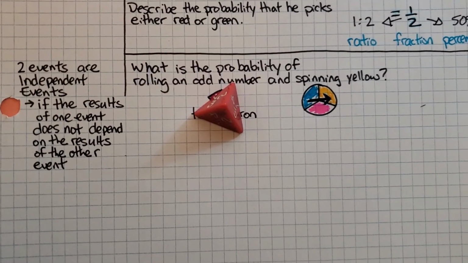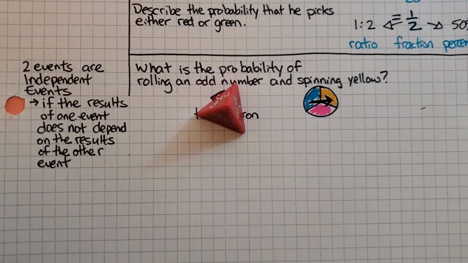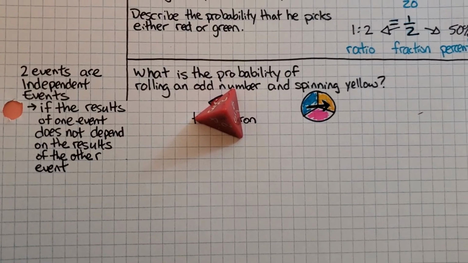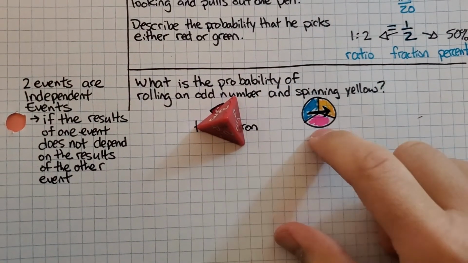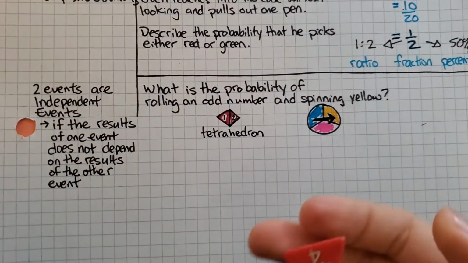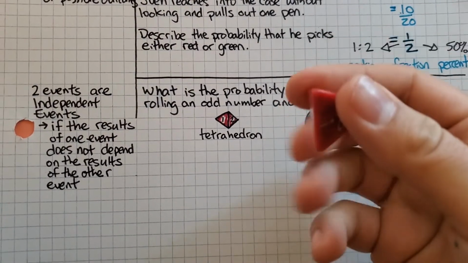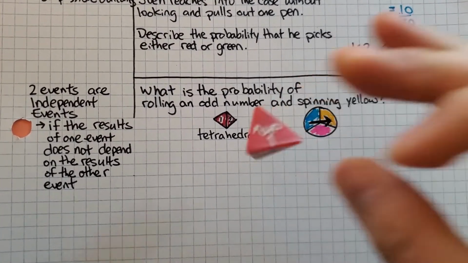So let's look at this example. What is the probability of rolling an odd number and spinning yellow? I don't have a spinner, so I'll have to use our imagination for that. But a tetrahedron dice looks like this. There's only 4 options on it.